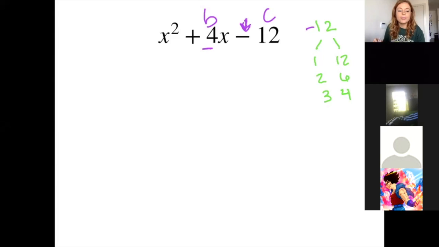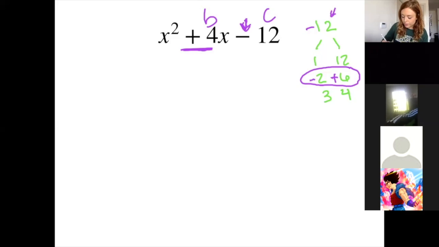2 and 6, yep. So 2 and 6 would subtract to give me 4. Because this 4 is positive, the bigger number would be positive and the smaller number would be the negative. So the negative 2 times positive 6 would give me that negative 12. Now I'm ready to write those in factors. My variable is an x, so I'm good to write x minus 2 times x plus 6. And that's your answer.